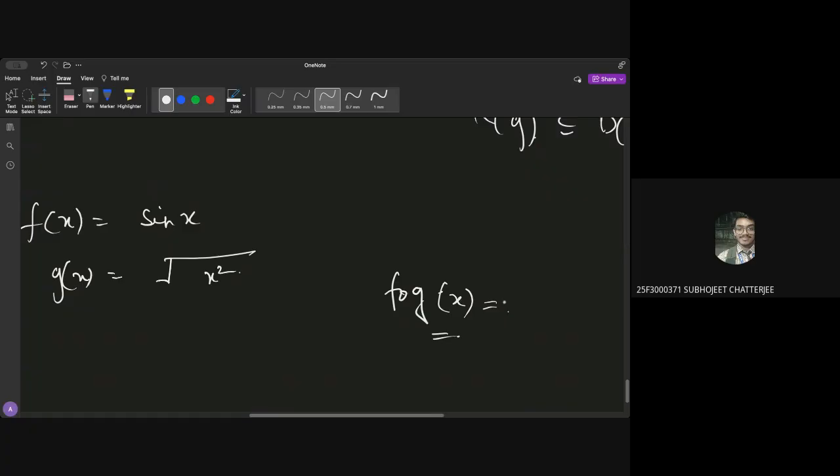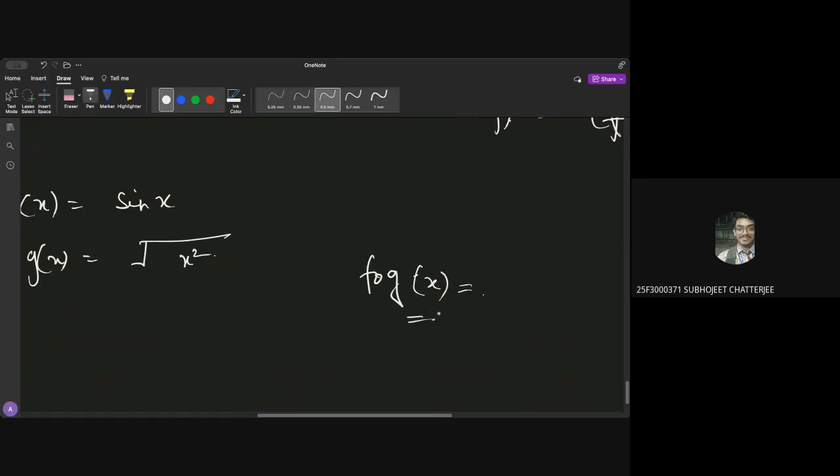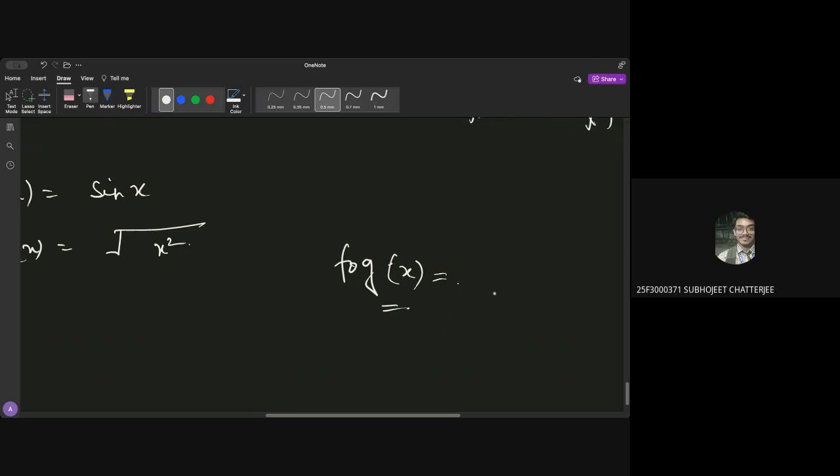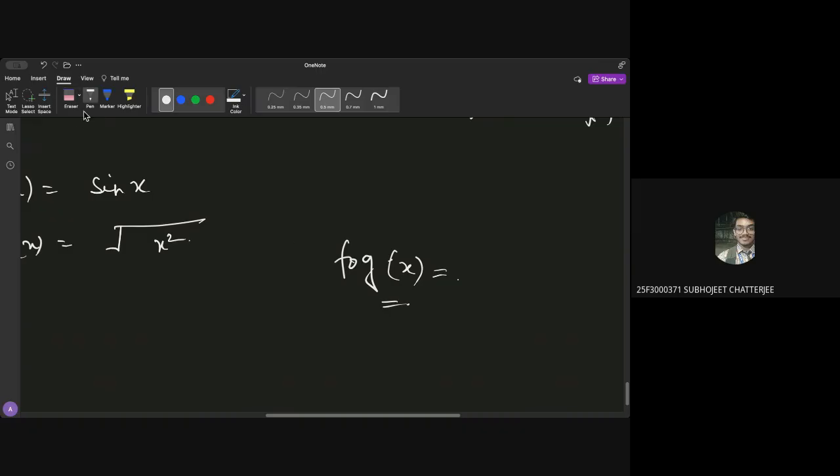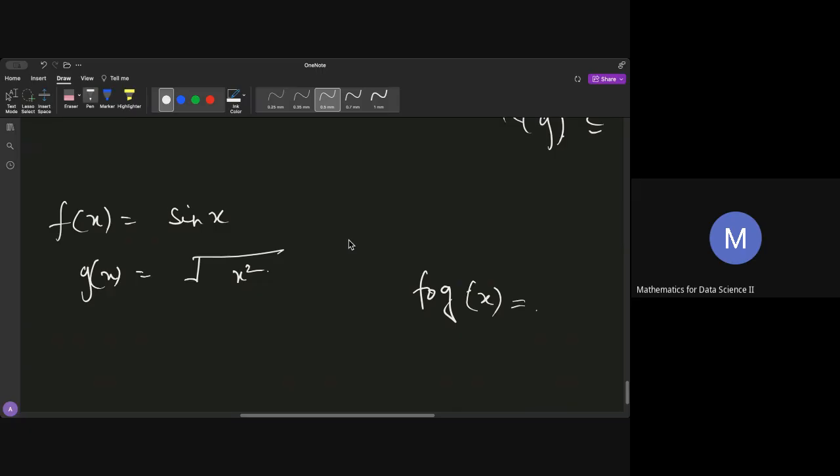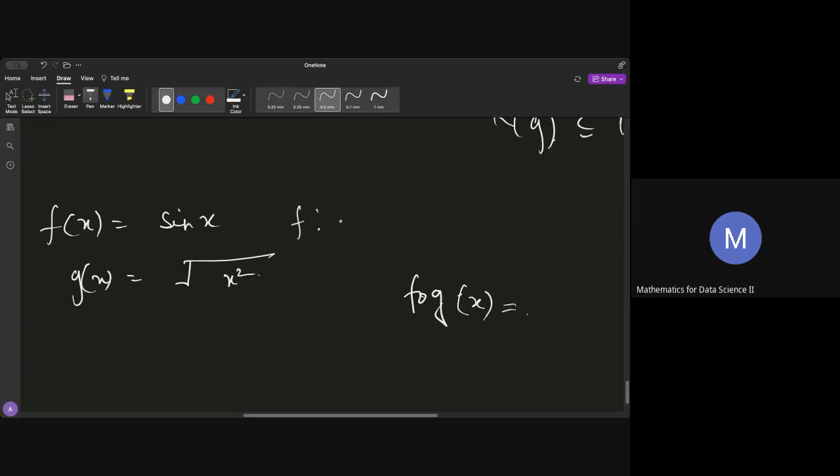Yeah, ma'am. It can be minus sin x and sin x both. Yeah. So if I try to compose G with F, you will have to specify the domain also. Only then it can be a proper function.